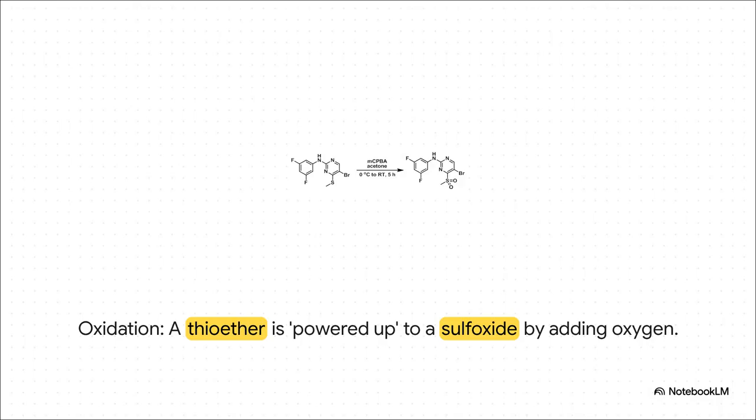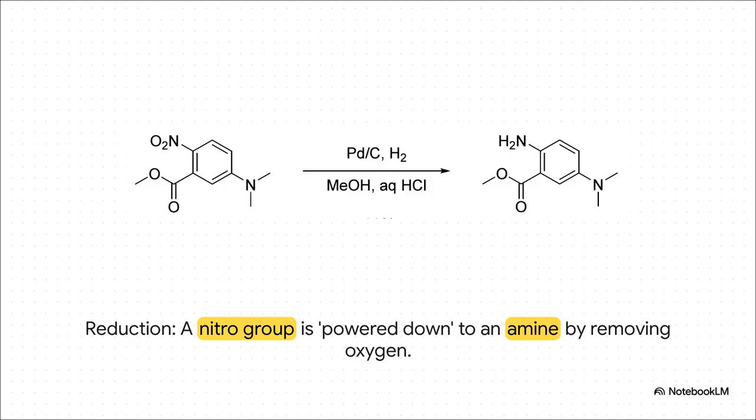Let's check out an oxidation. On the left, we've got a sulfur atom connected to a couple of carbons. Then, after we react it with an oxygen, boom! Notice how an oxygen atom is now attached directly to that sulfur. We've just powered up that part of the molecule, turning it into something called a sulfoxide, which has totally different chemical properties. And here's the flip side, reduction.